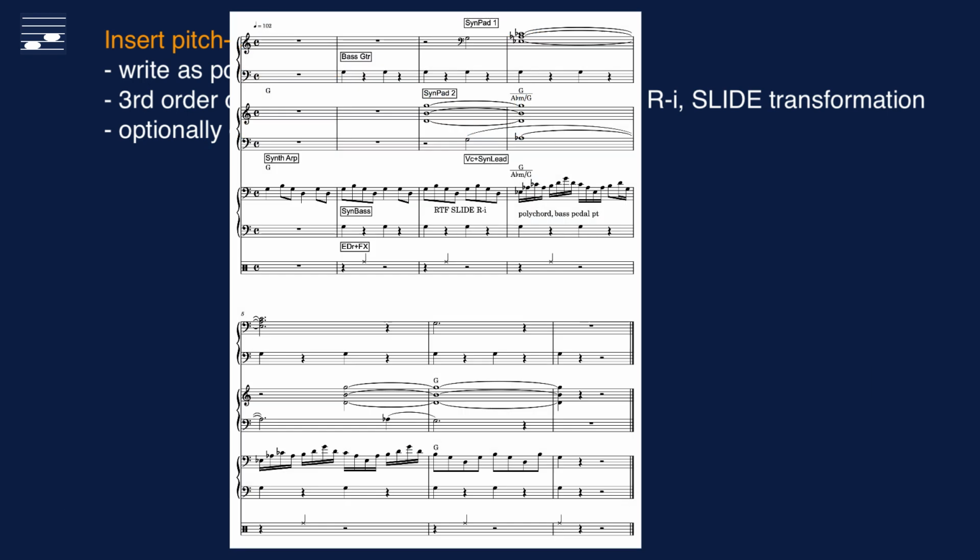Here's a rendering of this progression with a set of synthesizers with a pounding pedal point bass and triad arpeggio patterns.